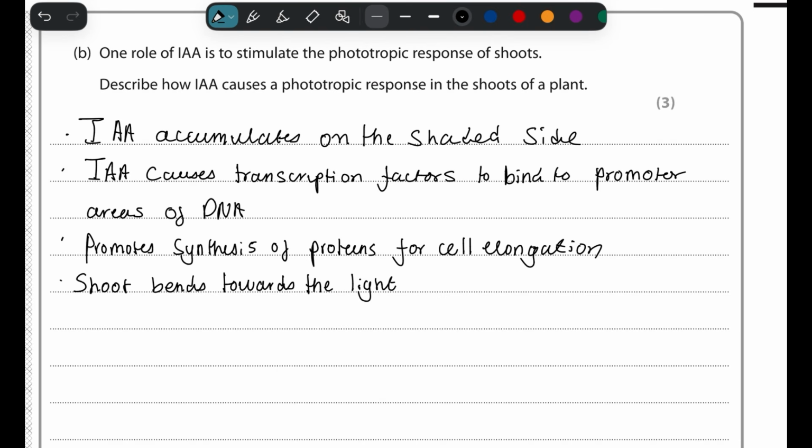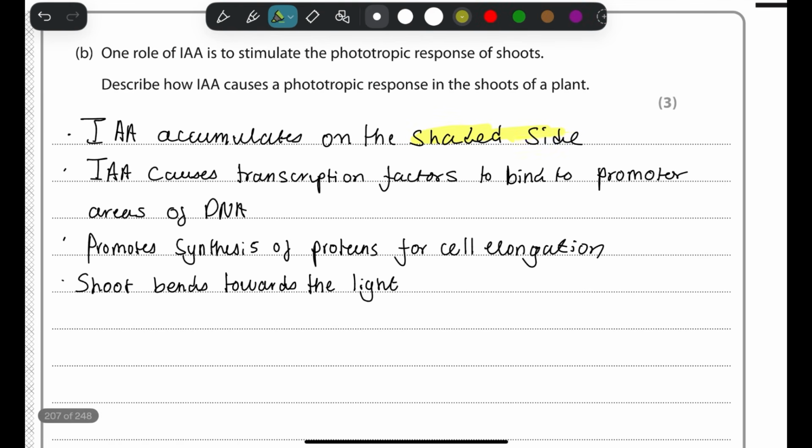In terms of the answer, you're saying auxin accumulates on the shaded side. Very important that you say on the shaded side. And then what we're also going to say, this is an additional point that takes it higher than a GCSE answer, is that auxins regulate how transcription factors work, and they promote the synthesis of proteins for cell elongation.